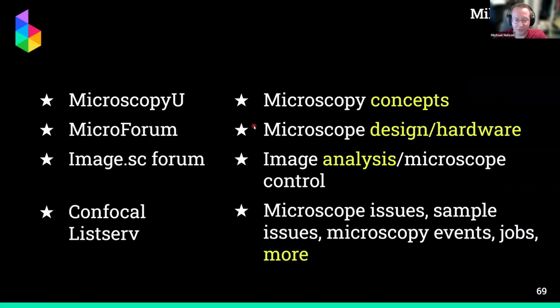So Microscopy U is great for microscopy concepts if you want to learn about or are being introduced to microscopy like right now, or just want to look up something in particular in terms of a type of microscopy. Microforum is great for microscope design, hardware, and a lot of sample preparation stuff. The ImageSC forum is great for image analysis, and also you'll see the microscope control software discussed earlier, Micromanager, there. And the confocal listserv is a nice place for all sorts of microscopy issues, events, jobs, and more.